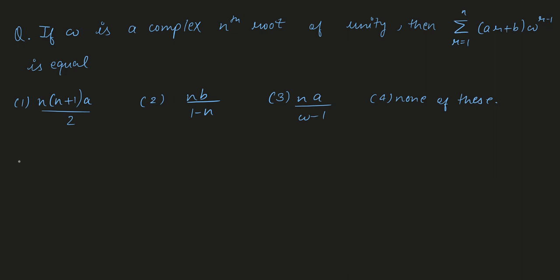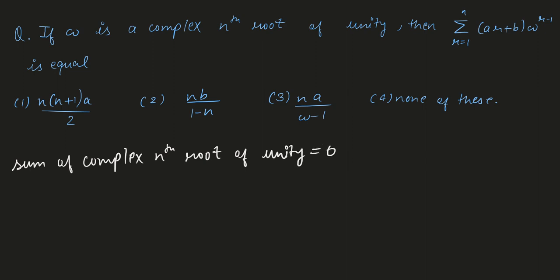So the properties which are going to be used, I'm mentioning now. First is that the sum of complex nth roots of unity is equal to 0, and omega raised to power n is equal to 1.